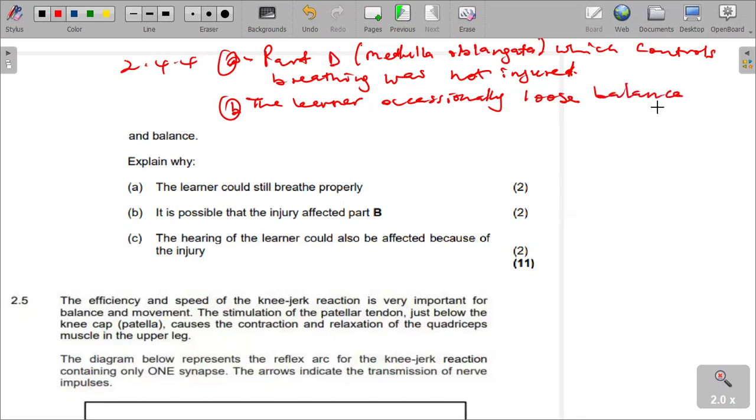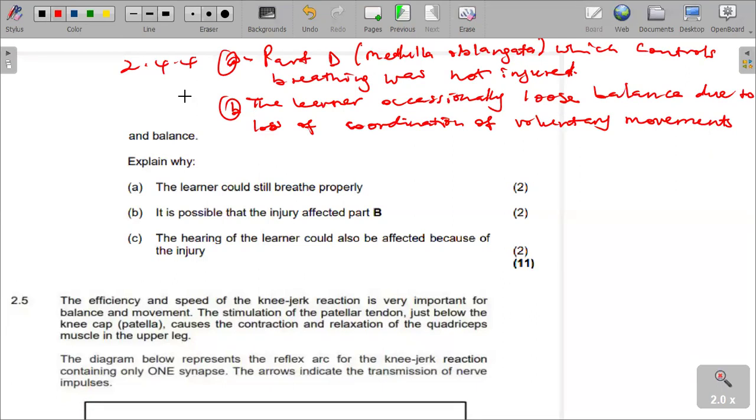The learner occasionally loses balance. That is shown in our scenario: the learner loses balance due to loss of coordination of voluntary movements, which is controlled by the cerebellum, which is part B.